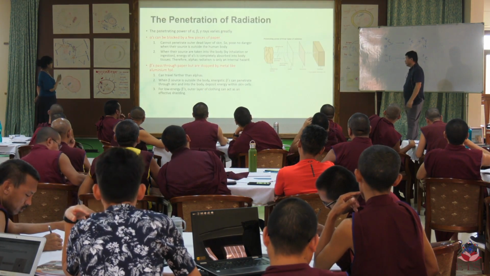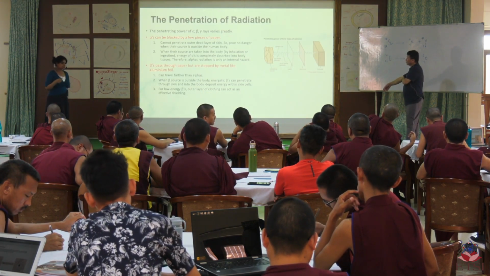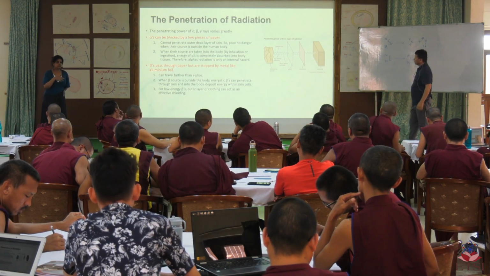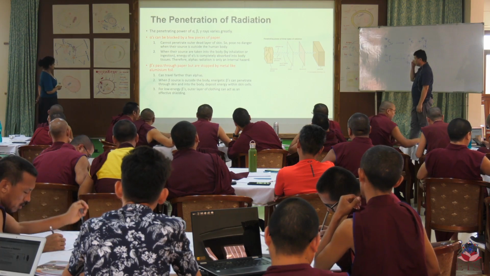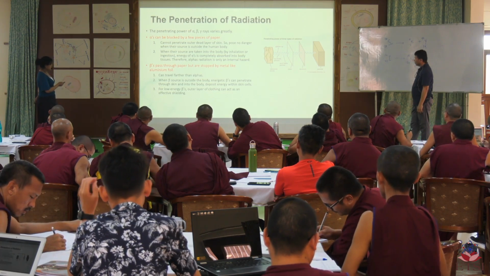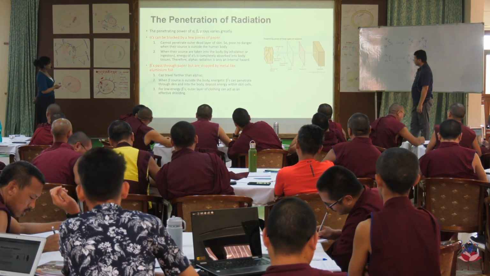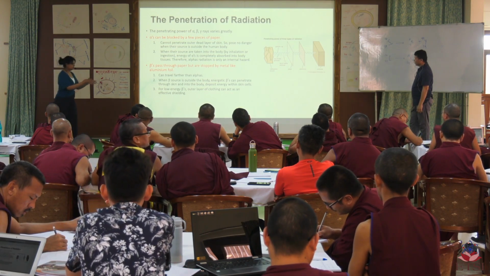Okay, so now how much can these radiations penetrate? Let's say our body, right? So alphas can be, so this is called actually the penetrating power of these radiations. Penetrating means how much deep they can go.